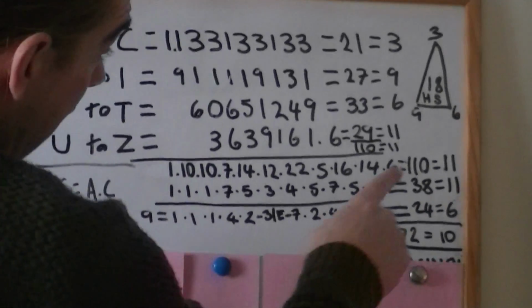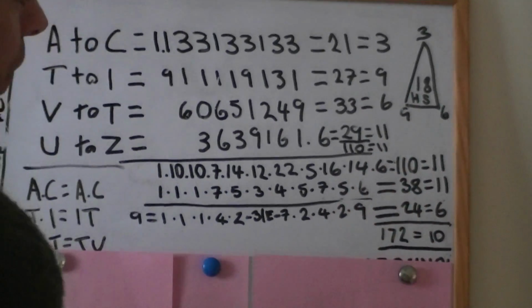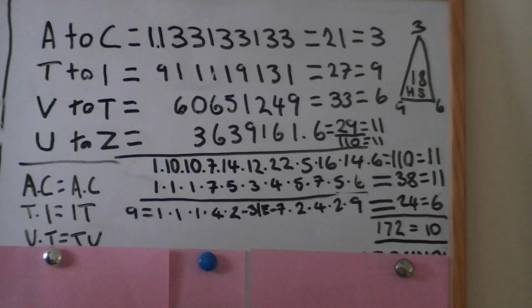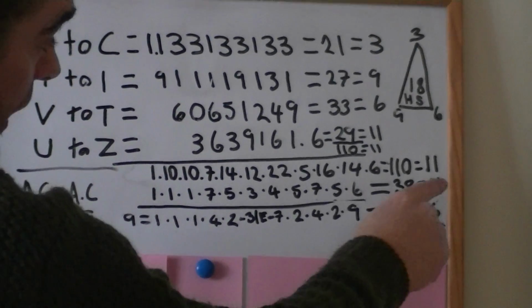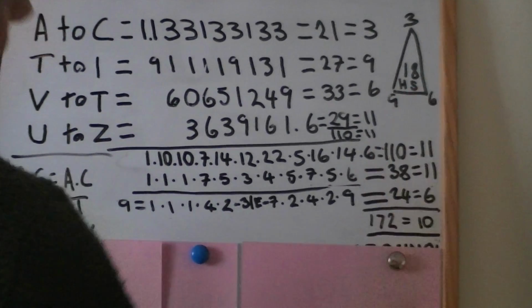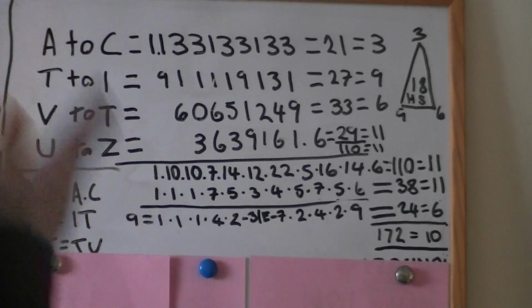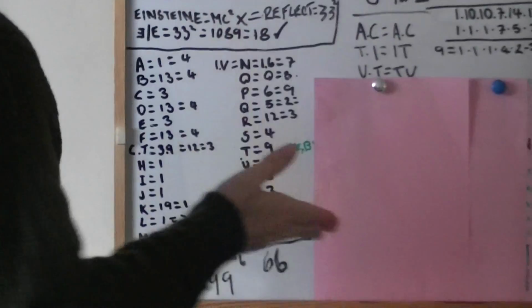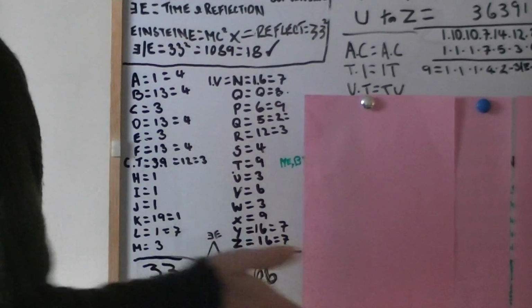So, add 110, 38 and 24. 172. Now 172 equals 10. 6, 1, 1, 1, 1 equals 10. So that proves that the maths are correct. That proves that it works. That proves that reflection and the way that I'm seeing it and have calculated is the correct number. Now to reveal more.